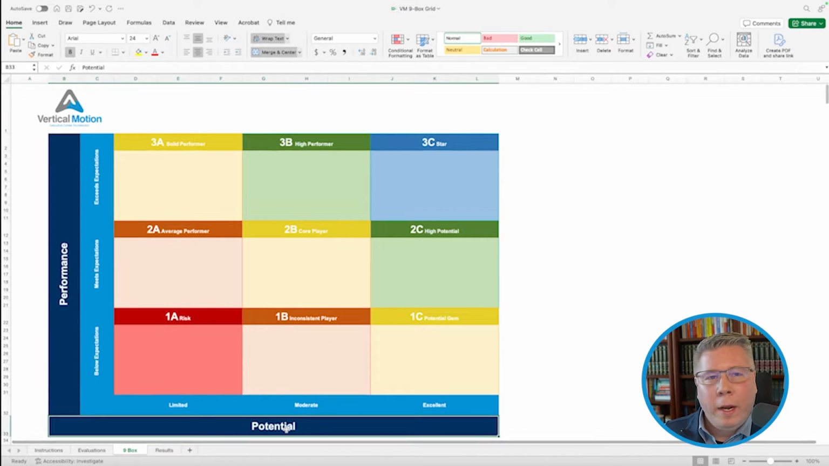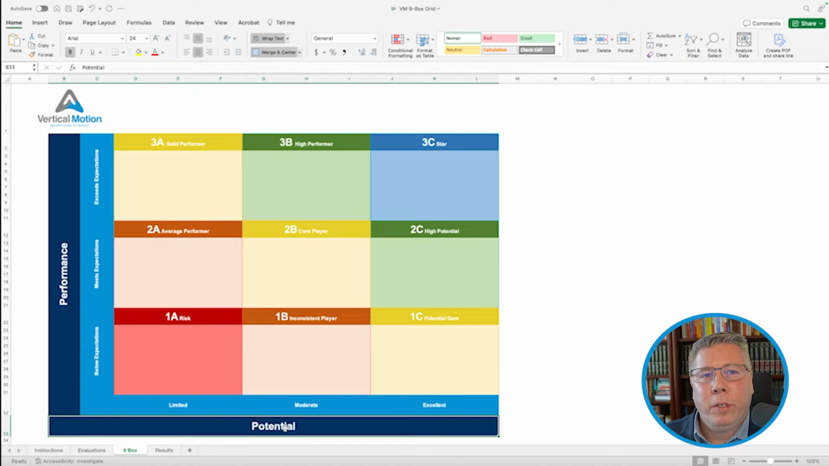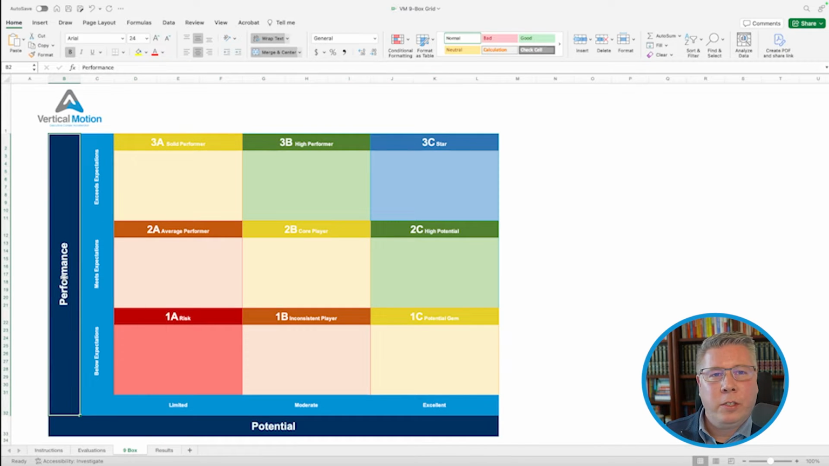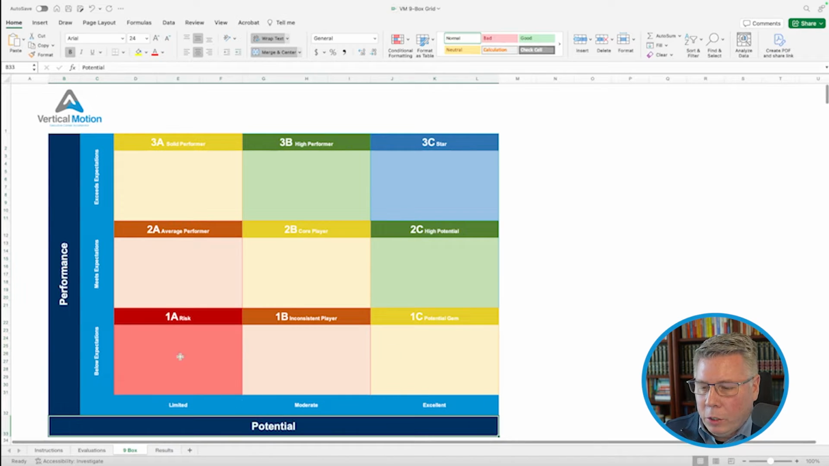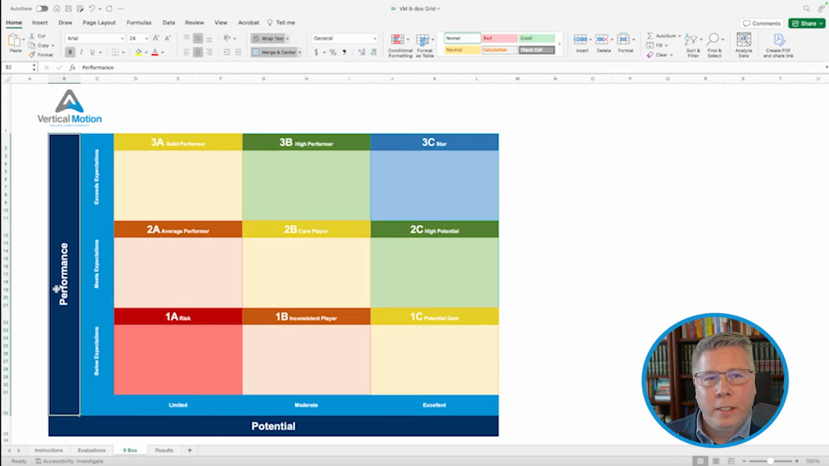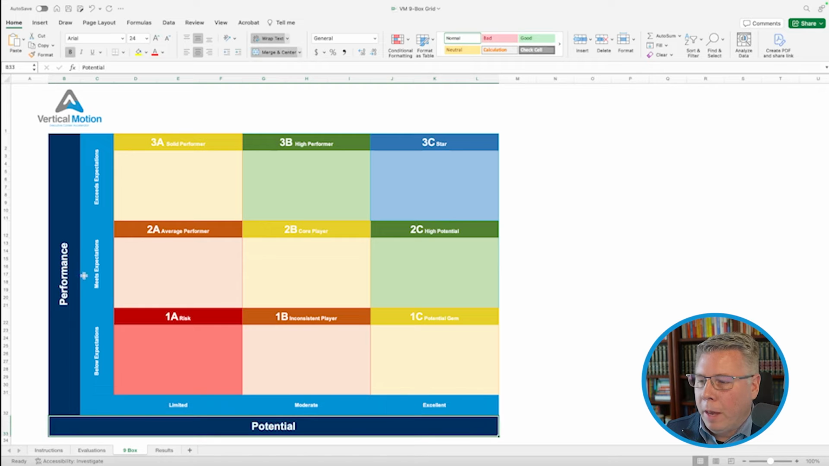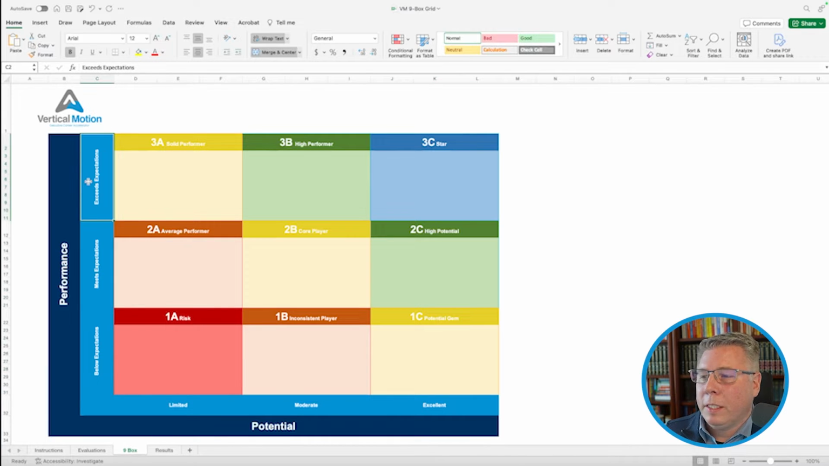That means that on one axis, you have potential, your employees' potential to grow. And on the second axis, you have performance, which is how well they perform in their current role. So potential and performance are the 2 axes. We grade each employee on these 2 measures: it's either limited, moderate, or excellent potential, and below, meets, or exceeds expectations for performance. We grade employees on those 2 axes and then graph them in this grid, and where they show up gives us an indication of how to treat them.